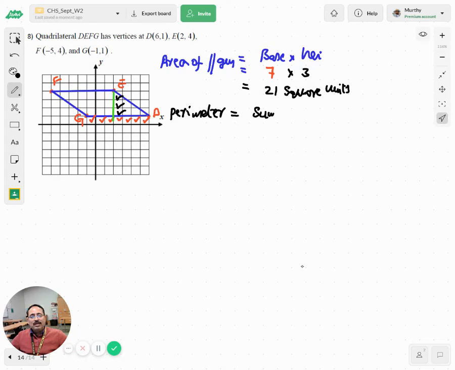So I have to take the sum of all the sides. Therefore, let me take DE plus EF plus FG plus GD. And already I know that GD is the base. I know that this is 7 units, and obviously the opposite side, in a parallelogram opposite sides are equal. Therefore FE or EF, that is also 7 units.